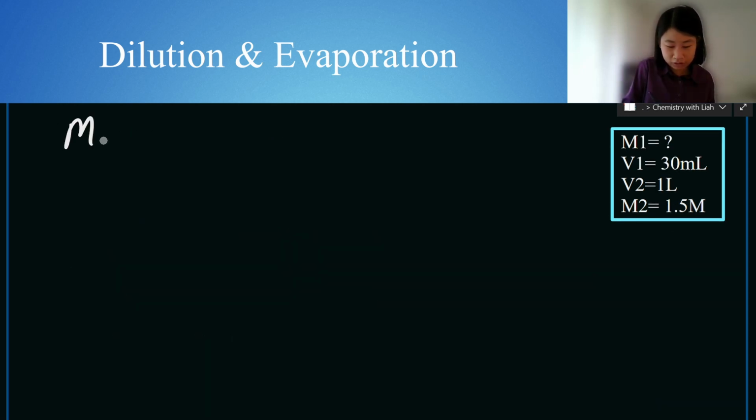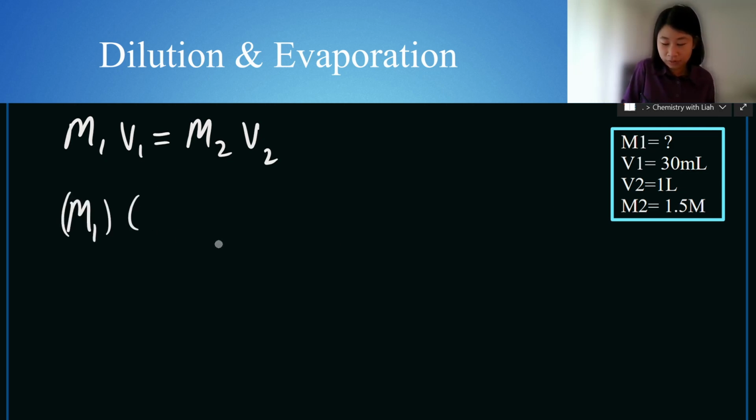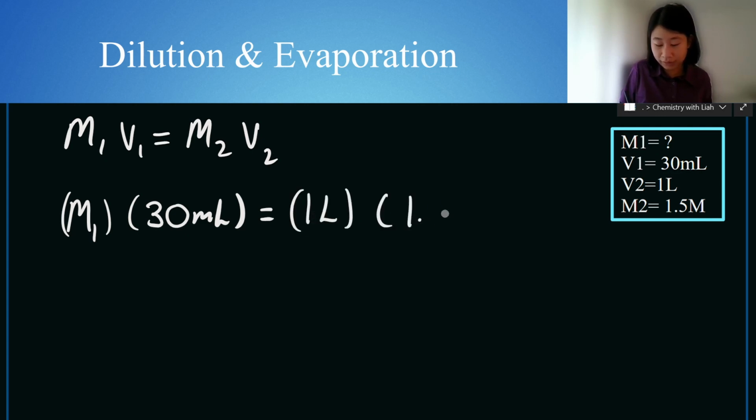So we're still going to use this same equation, M1 times V1 equals M2 V2. And in this problem, we're going to be finding M1, that's the question. V1 is given as 30 ml, and we're going to set this to M2 times V2, so that would be 1 liter and 1.5 moles per liter. Now here's a bit of an issue.